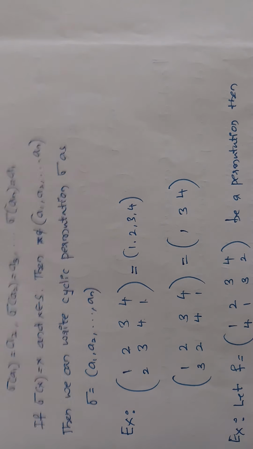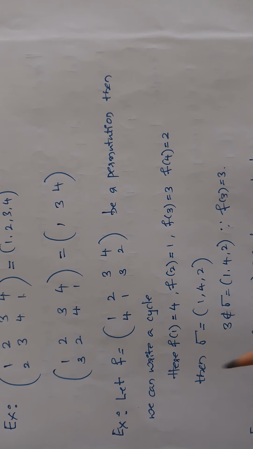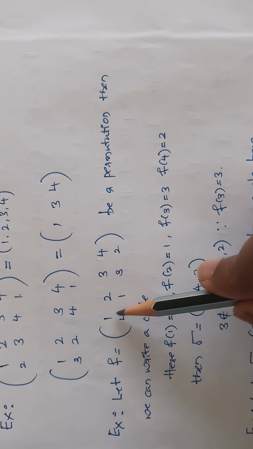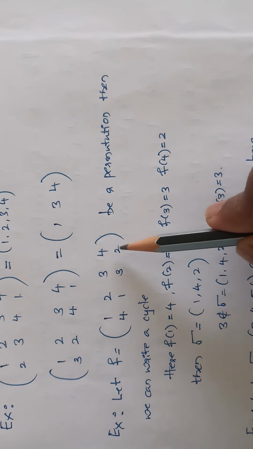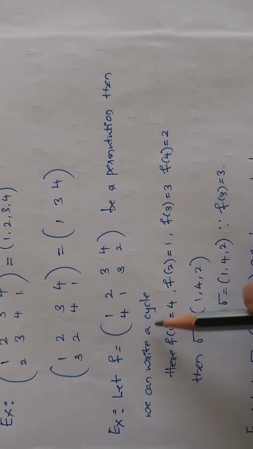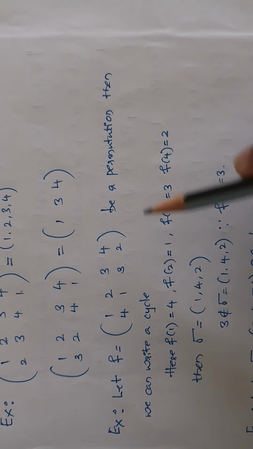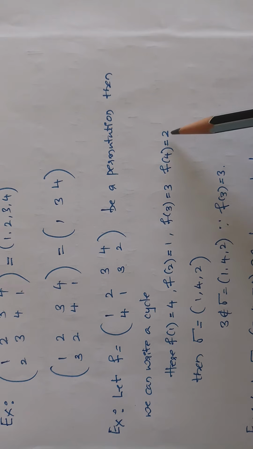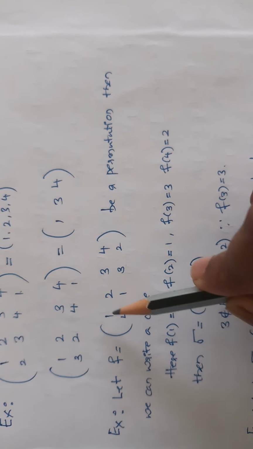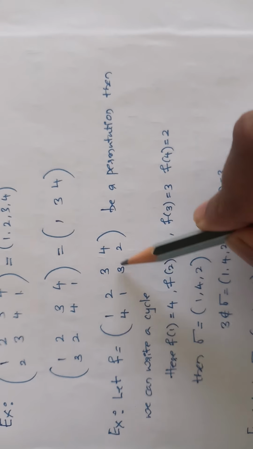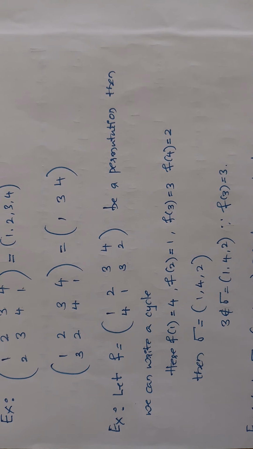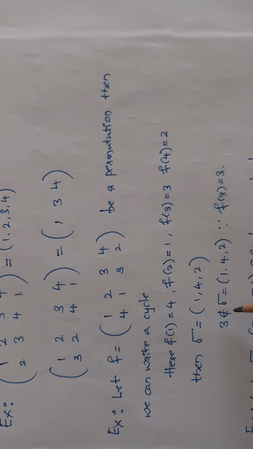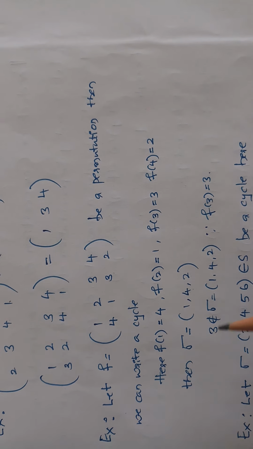Here is another example. Let f be the permutation 1 to 4, 2 to 1, 3 to 3, 4 to 2. Then we can write a cycle as follows. Your f(1) is what? 4. f(2) is what? 1. f(3) is what? 3. f(4) is what? 2. So we can write this as (1 4 2), because 3 doesn't belong to this gamma, because f(3) is equal to 3.